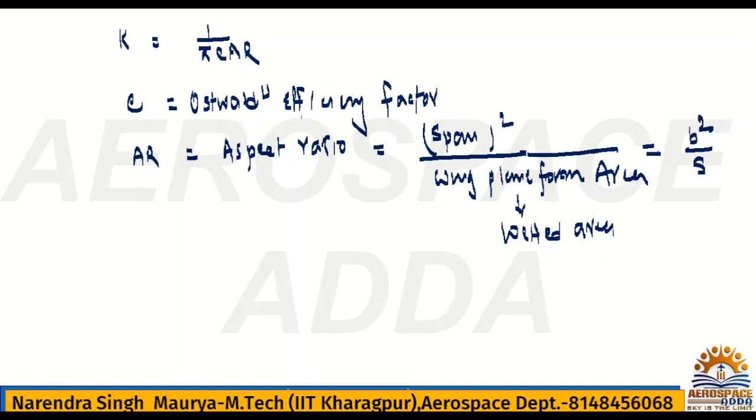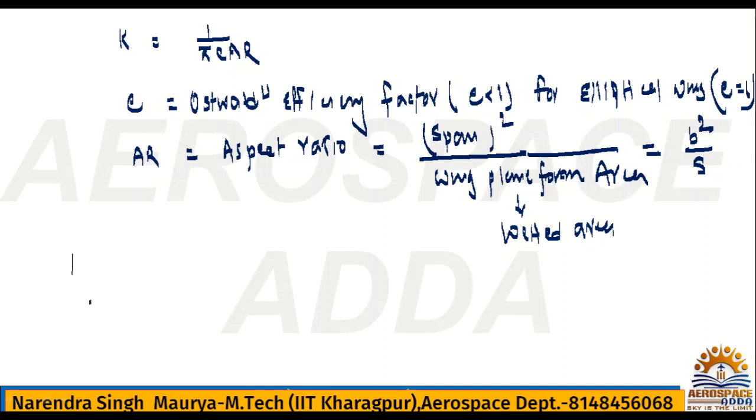Okay, the Oswald efficiency factor is generally less than 1. What about the elliptical wing? E is equal to 1. Always remember, for an elliptical wing E is equal to 1. Fine. So now check for the rectangular wing.